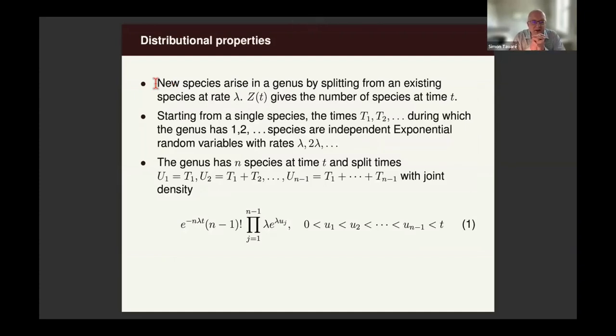So I just imagine that Z of t is the number of species at time t. Starting from a single species, the lifetimes or split times are independent with parameter lambda. And so if you write down the chance of observing split times at U1, U2, and so on up to U(n-1), and n things at time t, you get this pretty little formula, which is a simple thing to derive. But it allows us to write down a couple of properties that I'm going to use later on.